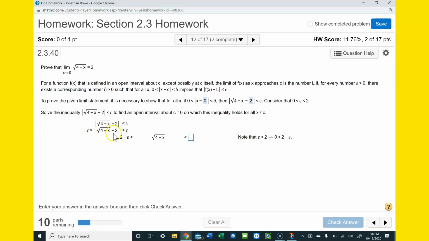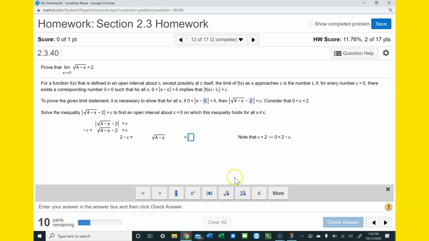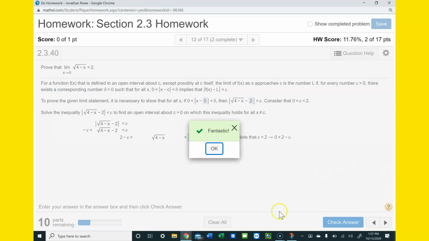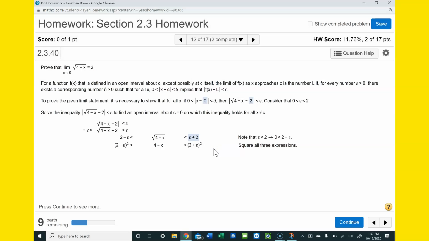We would add 2 to both sides, right? So if you add 2 over here, it'd be negative epsilon plus 2, or you could say 2 minus epsilon. If you add 2 over here, what would it be? It would be epsilon plus 2. And there's the epsilon button for you. Or you could even do a little slash epsilon, and it does the little epsilon symbol for you that way as well. Plus 2. Then it does the next step for you, squaring all the sections.